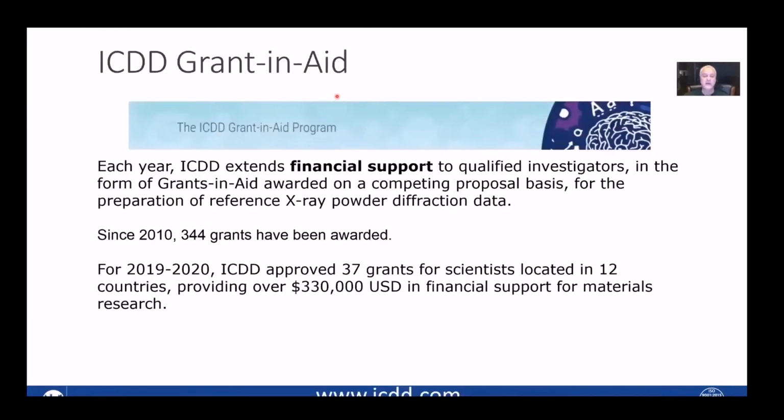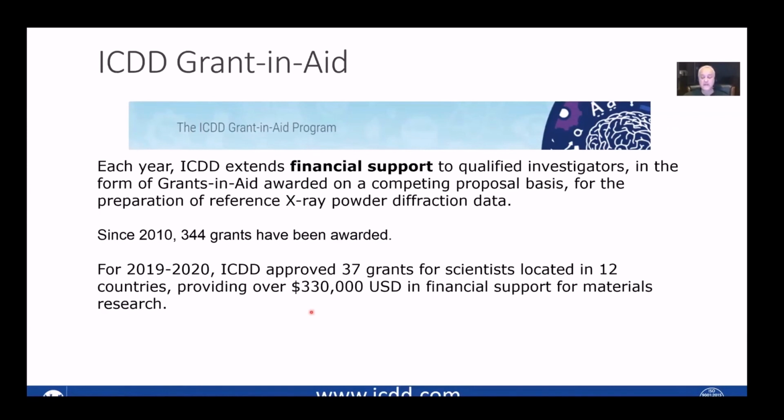I'd like to just point out that ICDD does have a grant-in-aid program. Each year, ICDD extends financial support to qualified investigators who are working in materials study and generating new, novel X-ray powder diffraction data. We also have been accepting, more recently, neutron diffraction data. In the past 10 years, we've issued 344 grants. This past year, 37 grants in 12 countries, providing over $330,000 US in financial support for materials research.